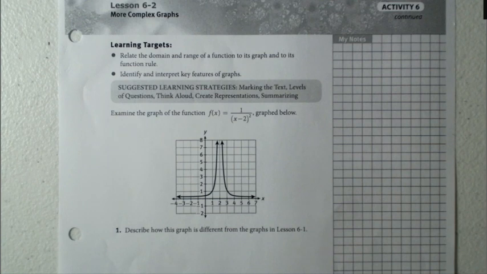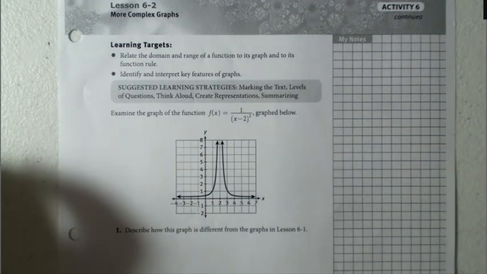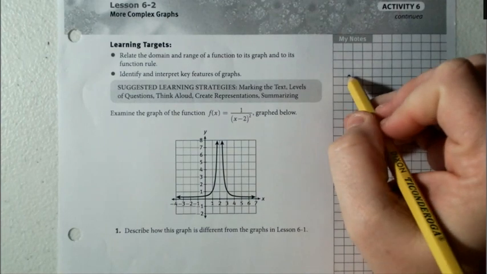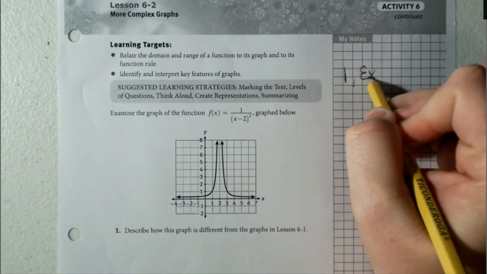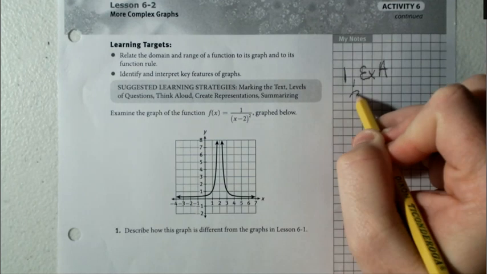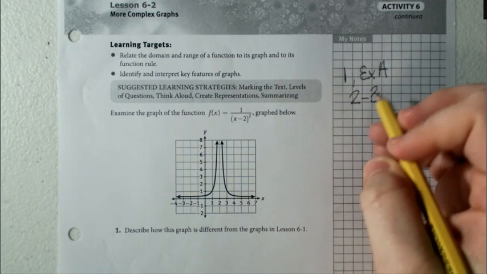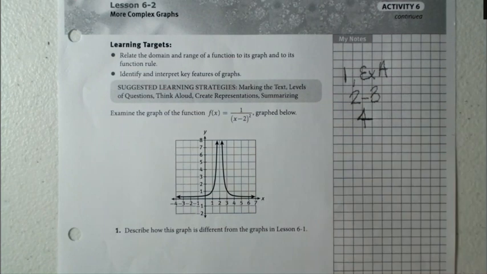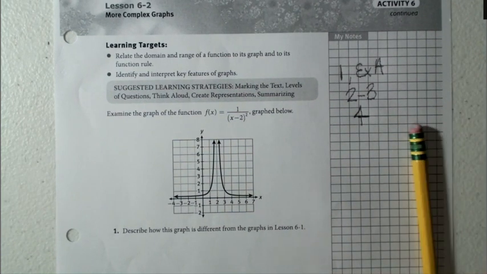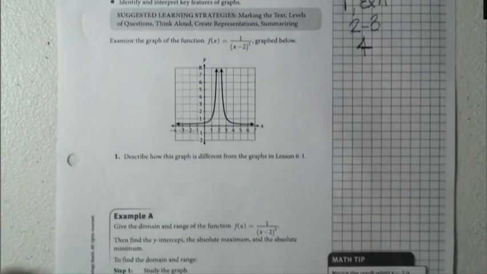This lesson is lesson 6-2, more complex graphs. We are splitting this into 3 separate sections. The first section will cover question number 1 and example A. The second section will cover questions 2 and 3. And the last section will cover question number 4. Let's go ahead and take a look at the beginning.